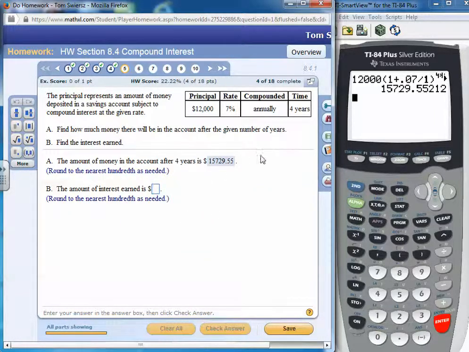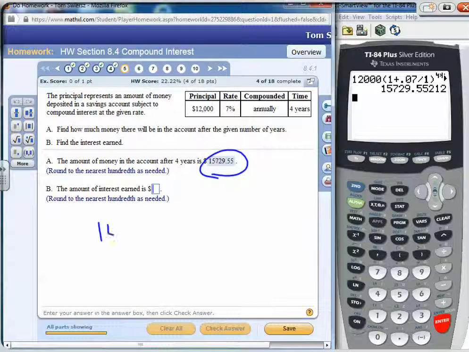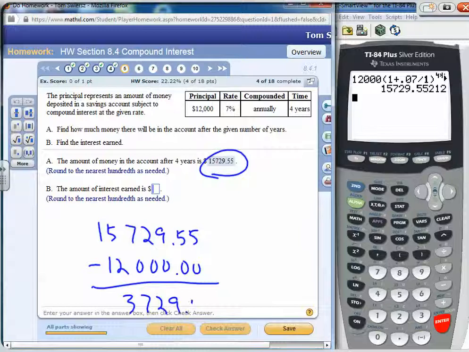Okay, how much interest? Well, what you need to do to get the interest is simply take the future amount, which is what we just got, $15,729.55, and subtract the original principal, 12,000, right? That's how much you invested. And then we would get, of course, $3,729.55. So you take your future amount, what its value is, and then subtract the original principal.